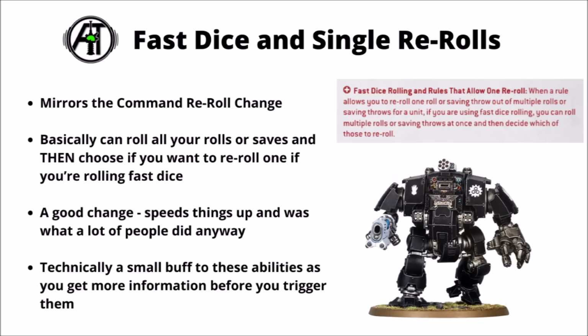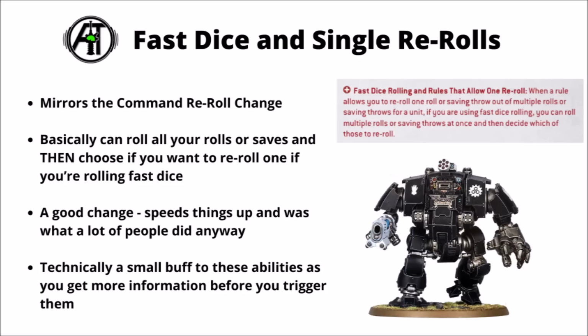A new one that ties in with the command reroll changes are basically anything that has fast dice rolling and allows a single reroll. If you've got a rule that allows you to reroll a single roll or a saving throw, and you were using fast dice rolling, you do get to roll all the dice that you're fast rolling together, and then pick out any that you wanted to reroll.